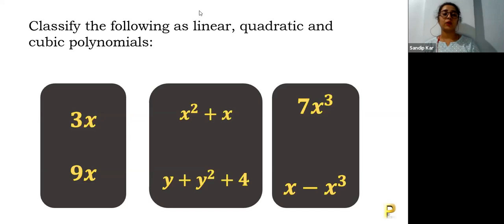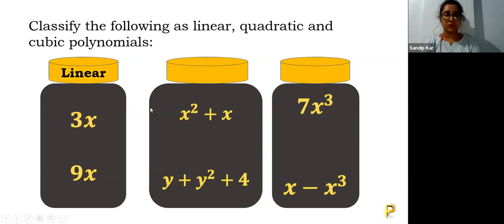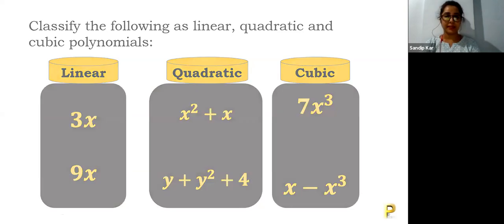I hope you have got your answers. Just check it out. I'm answering all the questions. So the first part we have is linear polynomials, because you can see that in both the questions the highest power is 1. For the second, they are quadratic because the highest power is 2, and the third one, they are cubic polynomials because the highest power is 3.